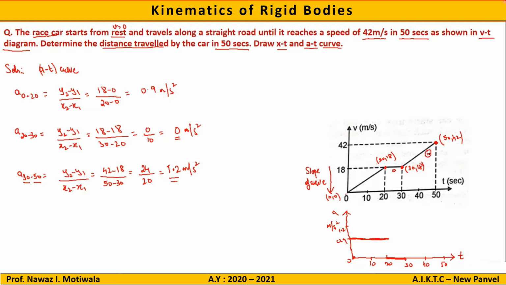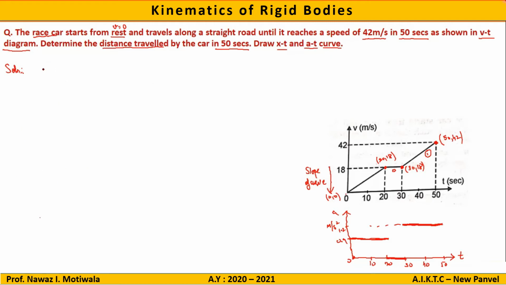So if it is a single degree curve, in the AT diagram it should be a horizontal line, or a 0 degree curve, with a value of 1.2. So it will be like this. Between 30 to 50 there will be a line of 1.2 meter per second. So this completes the acceleration time diagram for the given figure.